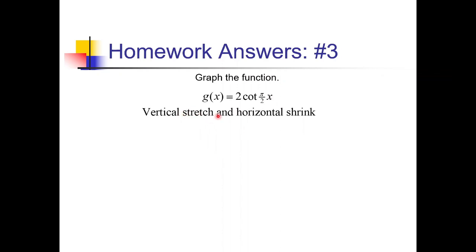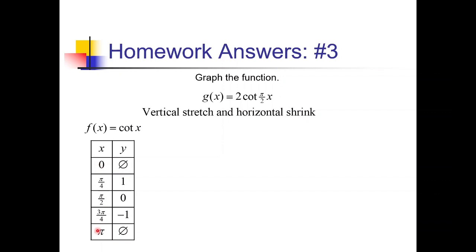All right, so vertical stretch, horizontal shrink. Let's write our parent table for cotan. So going from 0 to pi, we've got 0 and an asymptote there originally. Pi over 4 and 1. Pi over 2, 0. 3 pi over 2, negative 1. And pi with another asymptote, undefined kind of spot there.